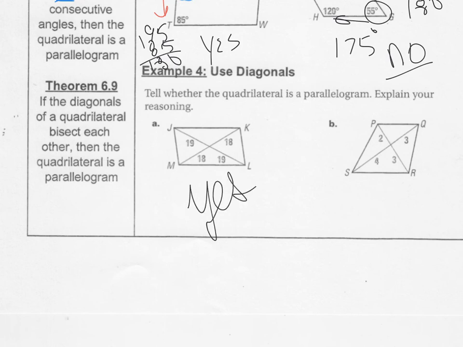yes, that's a parallelogram. Look over here at B. Is this one cut in half? Well, you got 3 and 2 and 4 and 3. Those have all got to be equal. So therefore, no. Okay?